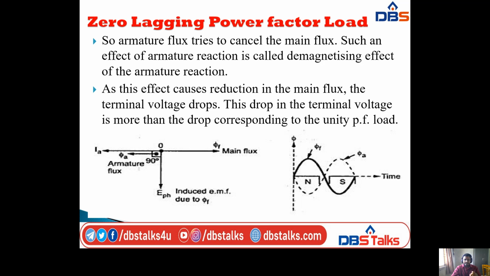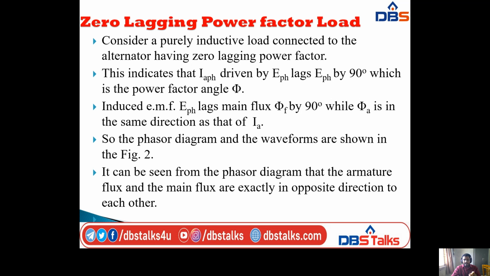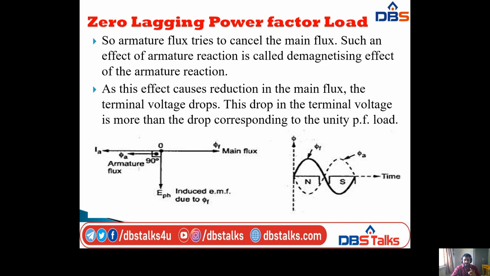Next, it can be seen from the phasor diagram that the armature flux and main flux are exactly in opposite direction to each other. This is the main flux and this is the armature flux. Both are in opposite directions. Here we have the armature current and here we have the field current. So the armature flux tries to cancel the main flux, because these two fluxes are opposite to each other. Such an effect of armature reaction is called demagnetizing effect of armature reaction.